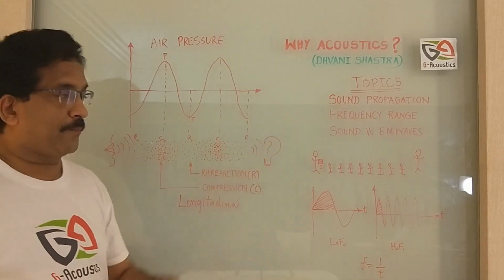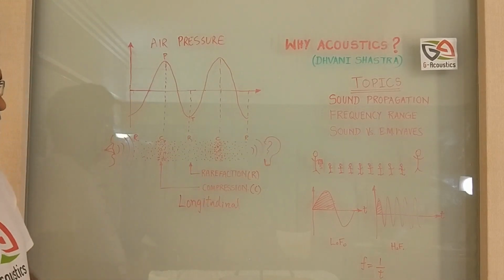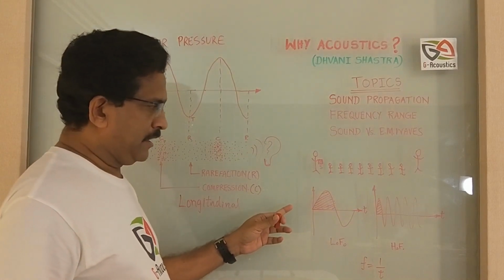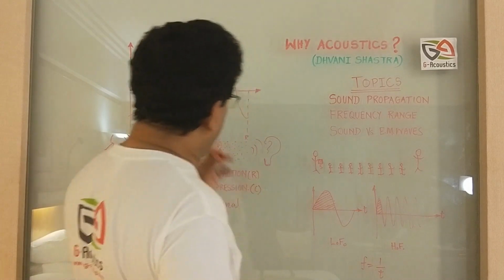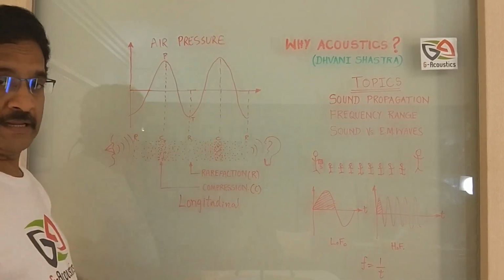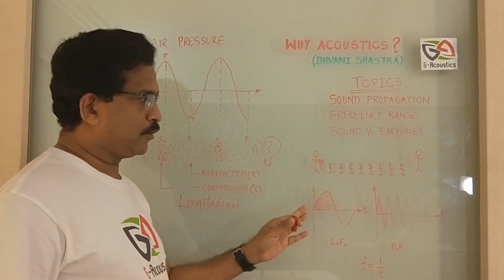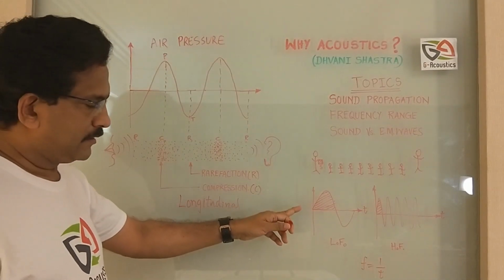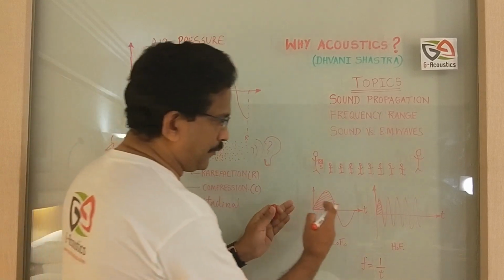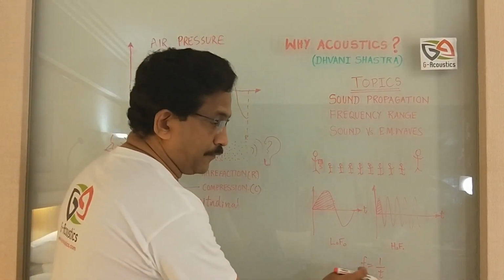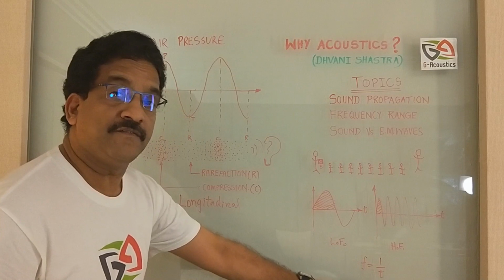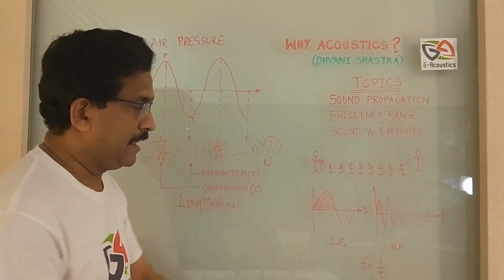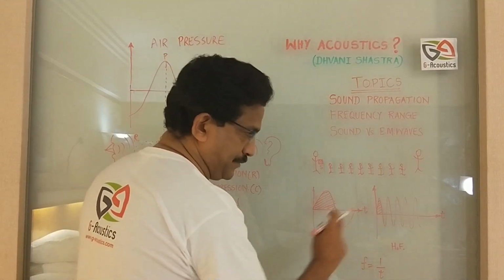Now coming to the second topic, frequency range. Frequency range is going to be based on this. I mentioned that the air pressure is something like this. I'm going to talk about low frequency and high frequency. Here, for the low frequency, you can see the wave is spread. What is frequency? Frequency is the inverse of the time period. F equals 1 by T. And here, this axis is T.